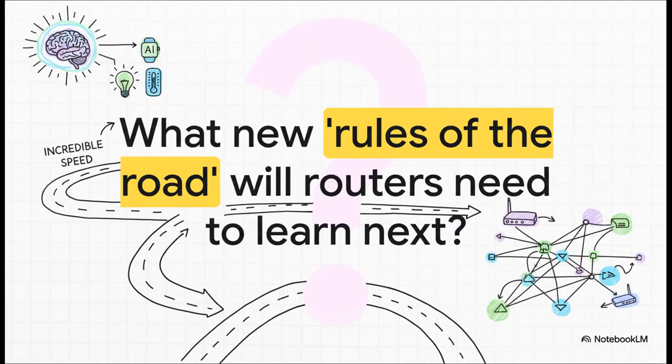And that kind of leaves us with a final thought, right? We've gone from simple hop counts to these complex full network maps. As our digital world gets exponentially more complex, with AI, the Internet of Things, and speeds we can barely even imagine, what new languages, what new rules of the road will our routers need to learn next to keep this whole thing running?